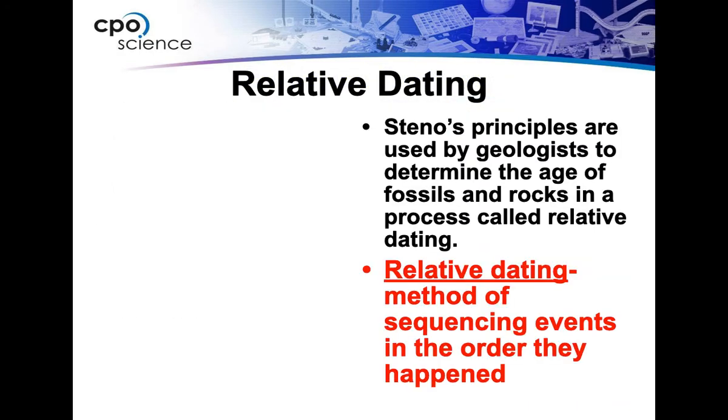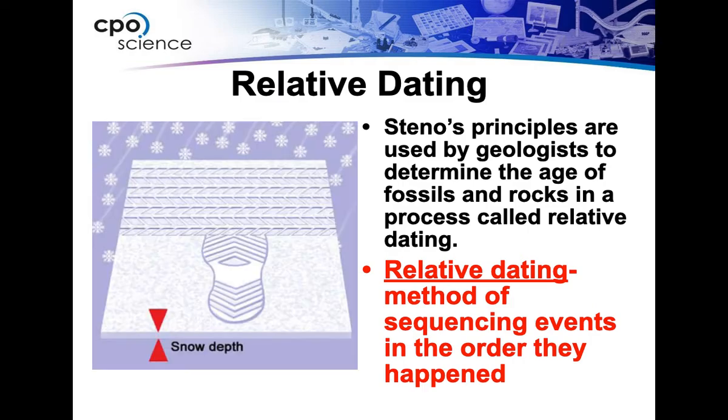So relative dating. Steno's principles are used by geologists to determine the age of fossils and rocks in a process called relative dating. So this is what relative dating is. We put things in an order of events in which they happened. So it's not me saying this is exactly this far old. Relative dating is saying this happened first, this happened second, this happened third.